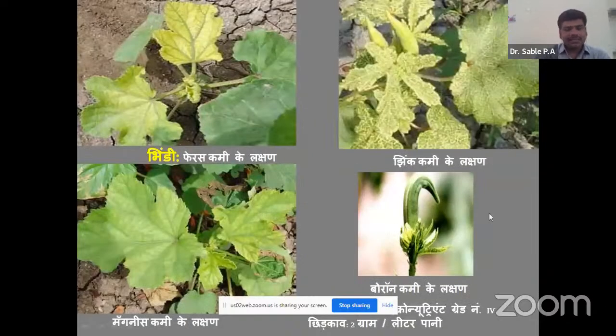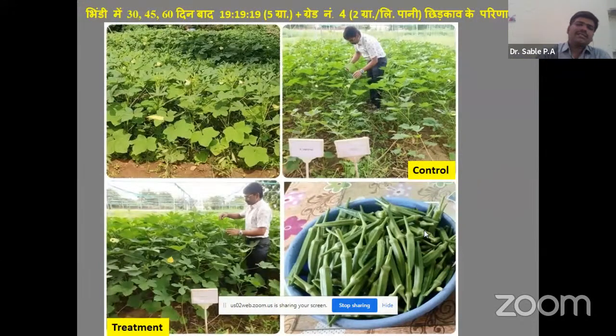Now, this is in case of the Bhindi, this is in case of the okra, and here we can see the deficiency symptoms of iron, zinc, boron, manganese. Likewise, after our earlier discussion, we have to take care of the micronutrients and the recommended dose of the fertilizer.